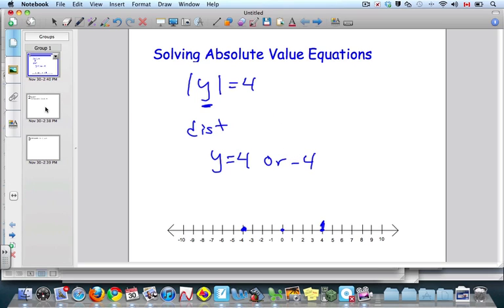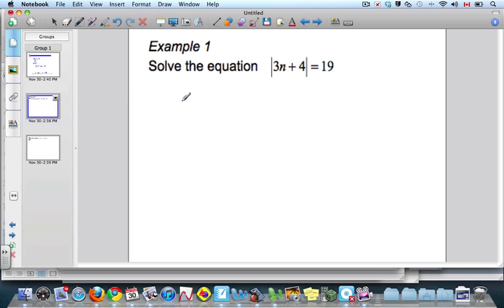Let's do an example where we see that. So if I'm going to solve this equation here, I know that 3n plus 4 is 19 units away from 0. Or I know that it is equal to -19, because -19 is 19 units away from 0. And we solve each equation individually.